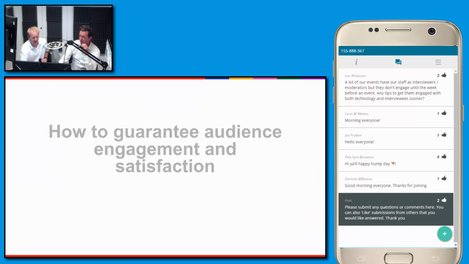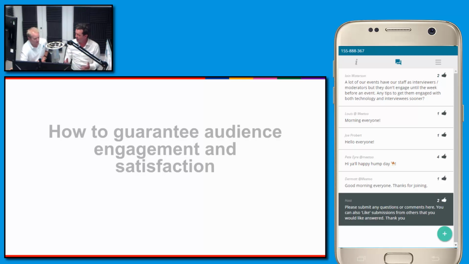So, okay, if we move on to our last main section of the session. What I'd like Chris to talk about here now is how to guarantee that the audience actually engage and we get some satisfaction from the use of the app. Yeah, okay, great. This is a really important area. We've talked about it from the speaker side a little bit. We've talked about it from the event organizer side. Now let's talk about it from the participant side.